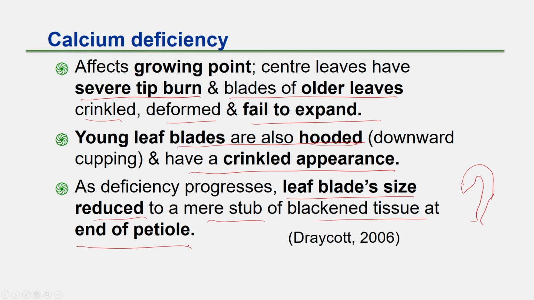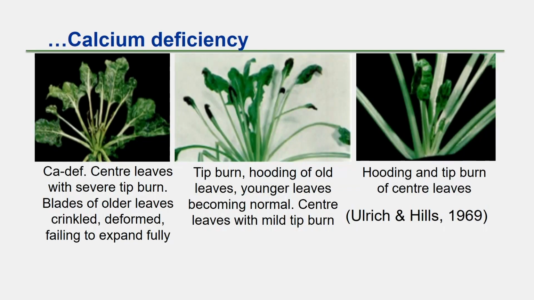So the size of the leaf is also reduced, and that means the photosynthesis and growth of the crop is going to be affected adversely. Now see calcium deficiency symptoms in beet. Center leaves with severe tip burn, because it comes on younger tissues or younger leaves. Blades of older leaves are crinkled, deformed, failing to expand fully. When the deficiency continues, it can affect the older leaves also, or the whole plant.